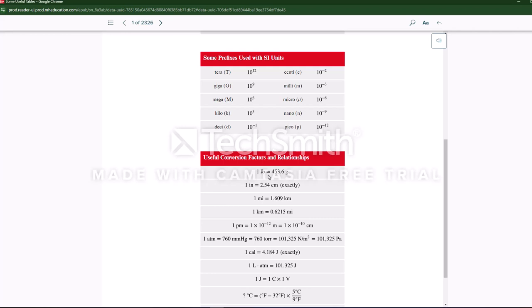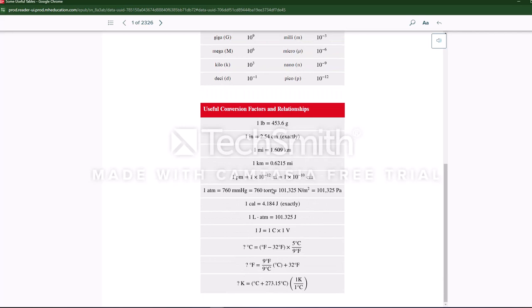I do want you to memorize this conversion. 1 pound is 453.6 grams, and 1 inch is 2.54 centimeters. This is a British unit to metric unit conversion in mass. This is a British unit to metric unit conversion in distance. And then we'll also talk about another one in class about the conversion of volumes. 1 cubic centimeter is equal to a milliliter. That's important. But we also need to know that there's 1.06 quarts in a liter.